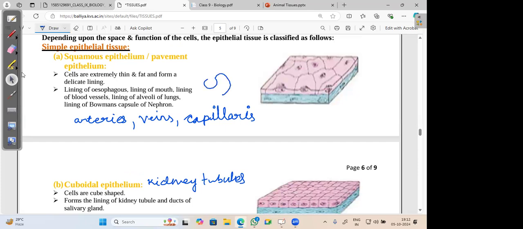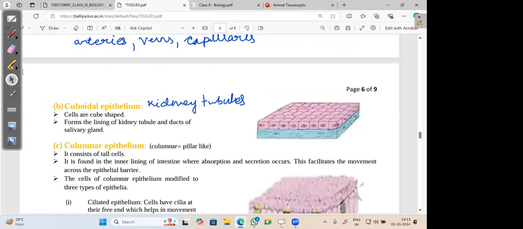of blood filtration. Bowman's capsule generally looks like this. I had drawn the diagram in the previous class also. This is your Bowman's capsule. Its lining, inner and outer, is made up of epithelial tissue. These cells are cube shaped. Also, they form the duct of the salivary glands. Duct means the pipes of the salivary glands.